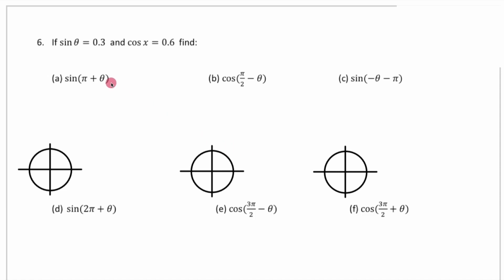Let's work through these questions. So if sine of theta equals 0.3 and cos of x equals 0.6, find the following. Now we're going to have to use our symmetry properties to solve these.